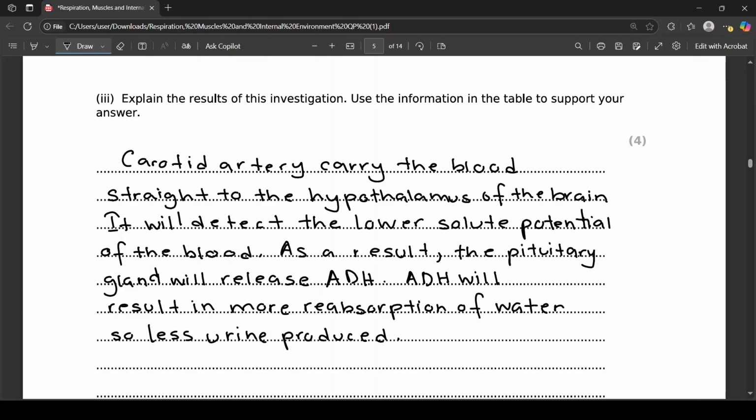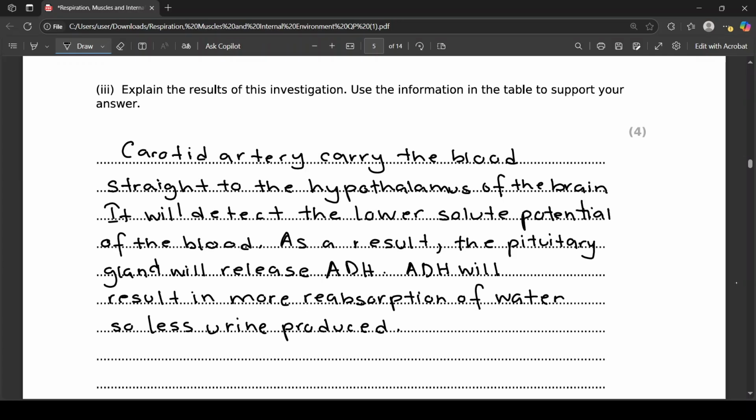And these are the main 4 points that we have written, which you will get marks for. But you can also know what happens next: since the water level is balanced again and less urine is produced, the solute potential returns back to normal. ADH will no longer be released because the solute potential is now balanced. And then urine production will go back to normal again and it will increase.